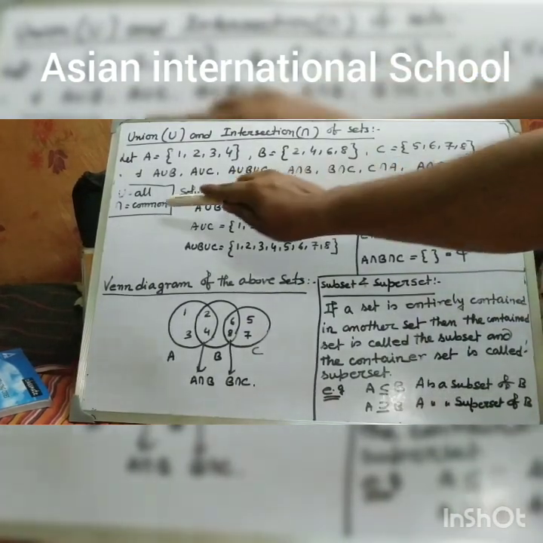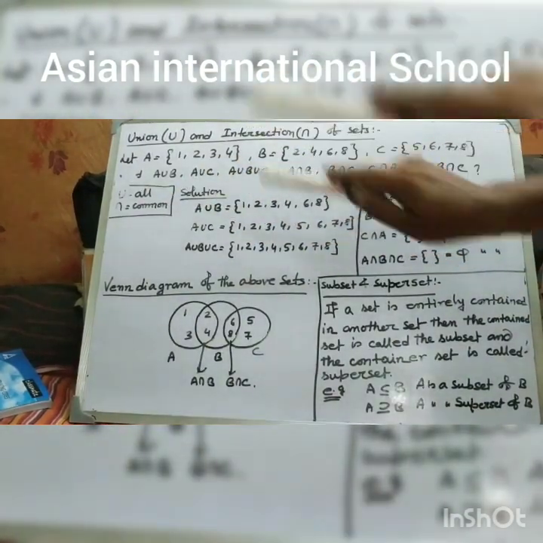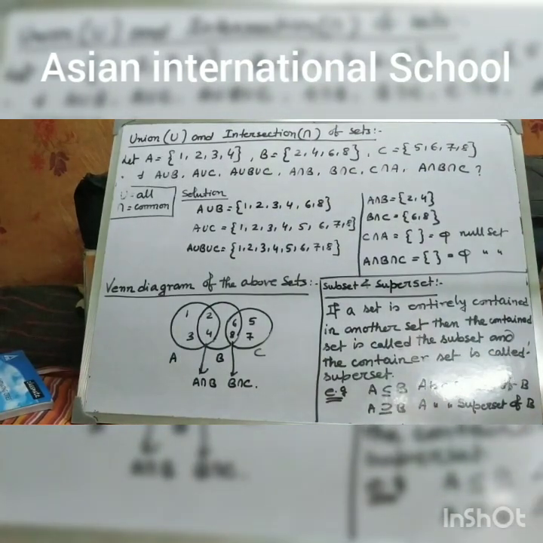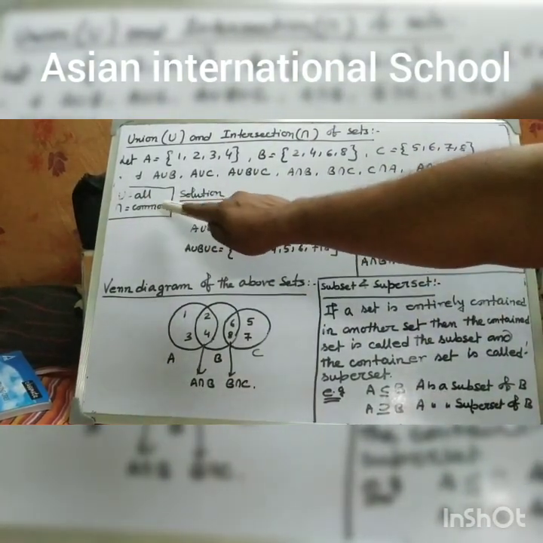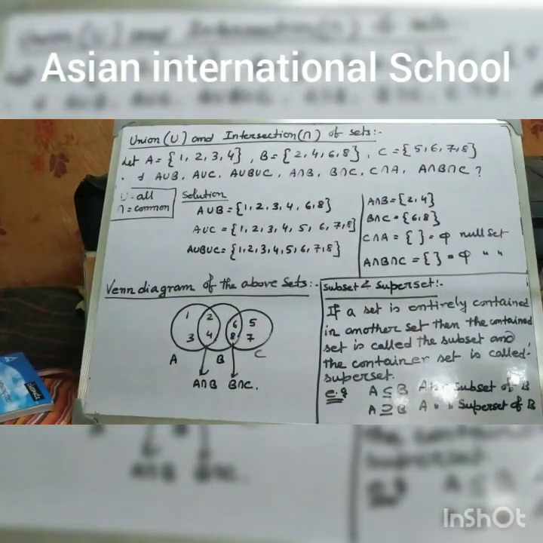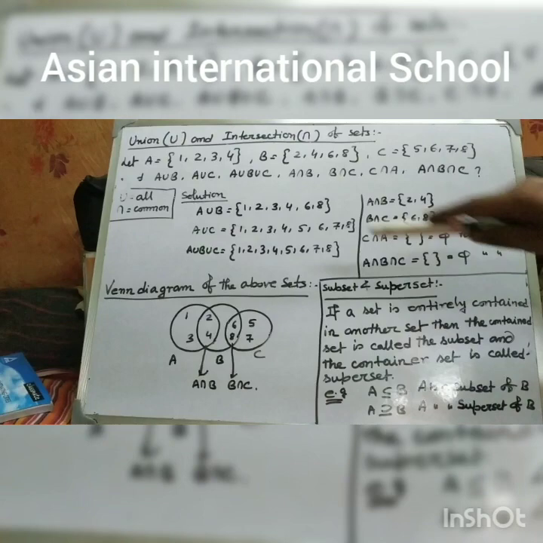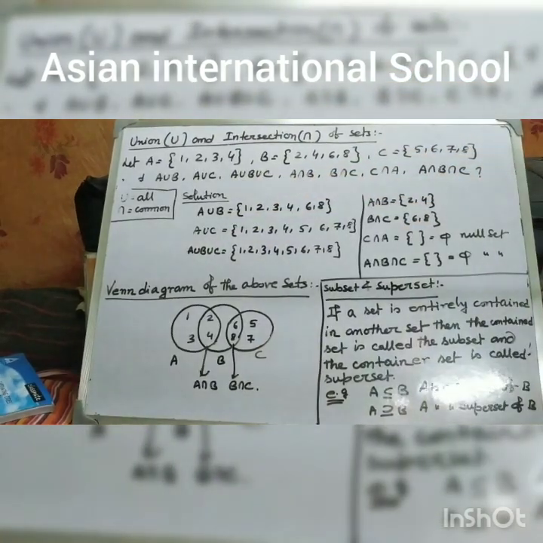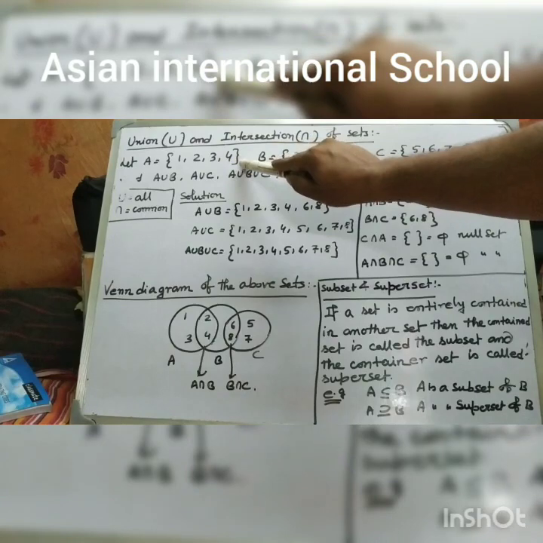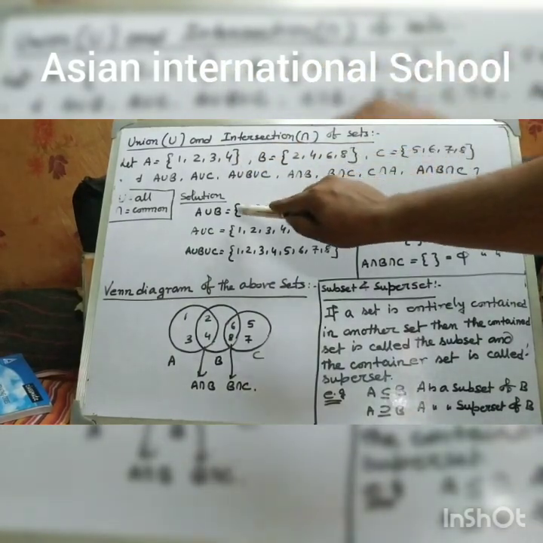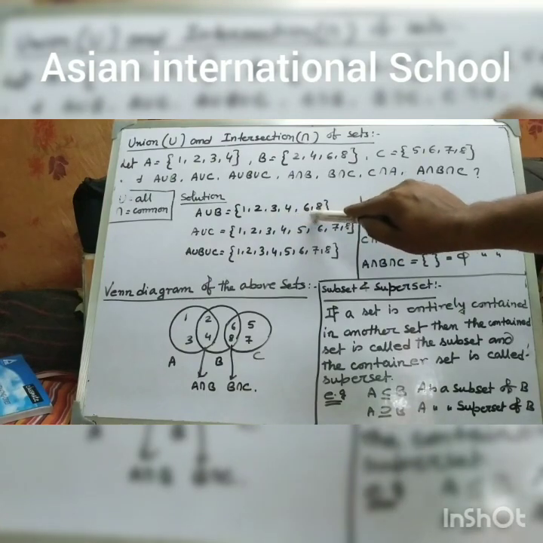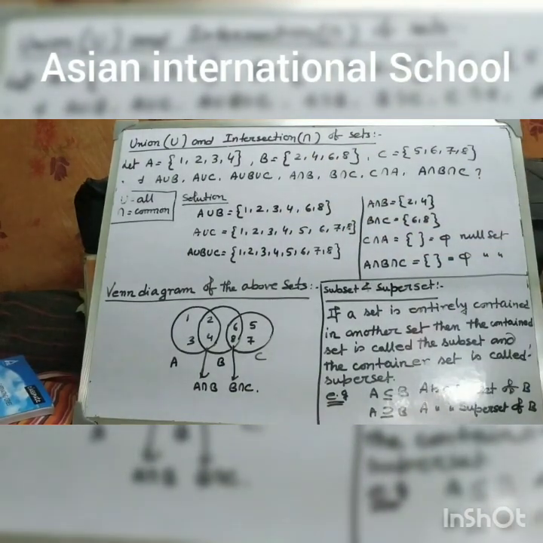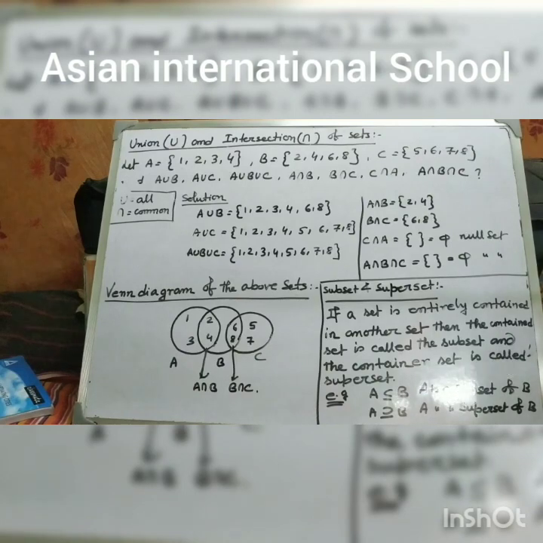Here is a special note that you have to follow. Union means all. Whatever you are seeing, all the elements. And intersection means common. The common elements between the two sets are called the intersection. Now solution. A union B means 1, 2, 3, 4 and 2, 4, 8, 6. So what will be the set? 1, 2, 3, 4, 6, 8. As we cannot repeat the numbers, 2 and 4 are the common elements, you have to write them once. Don't write twice, because within a set all the elements must be distinct.